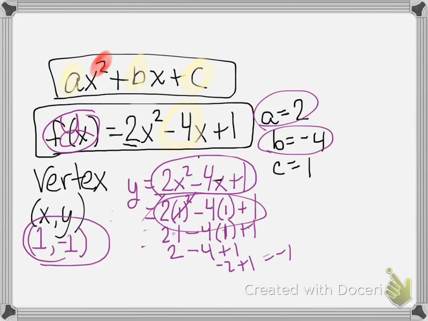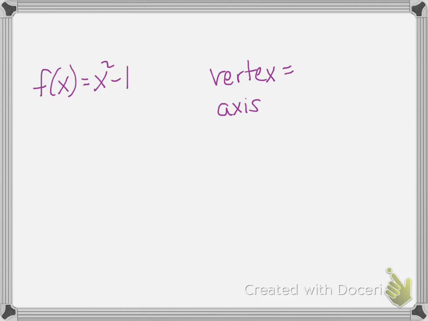So with that formula, why don't you try this next one? So try f of x equals x squared minus 1. And I want you to find the vertex. And then we're also going to talk about the axes of symmetry. How would you find that without having to graph it?